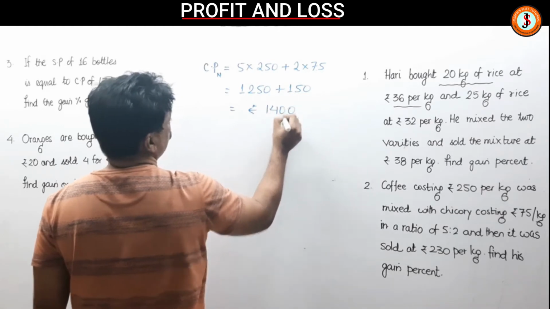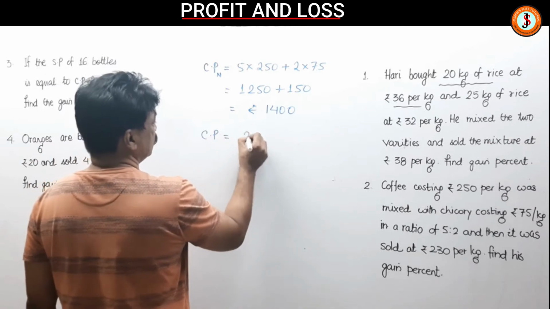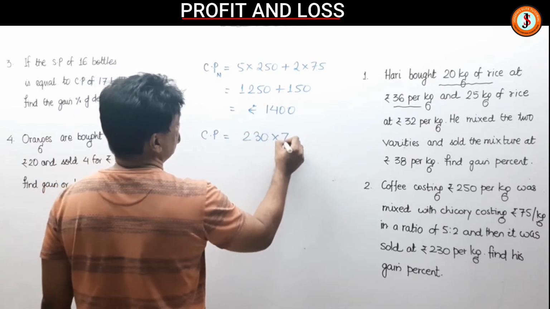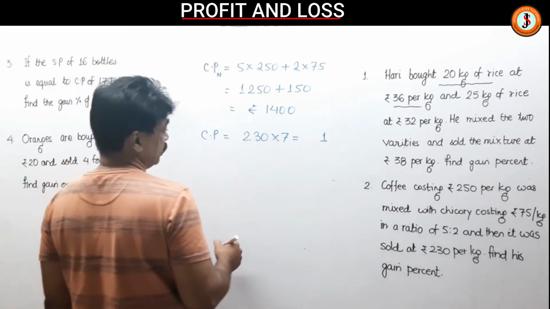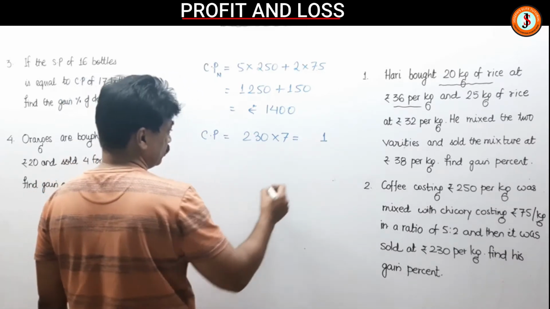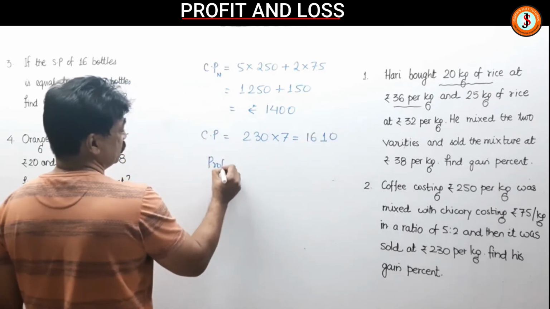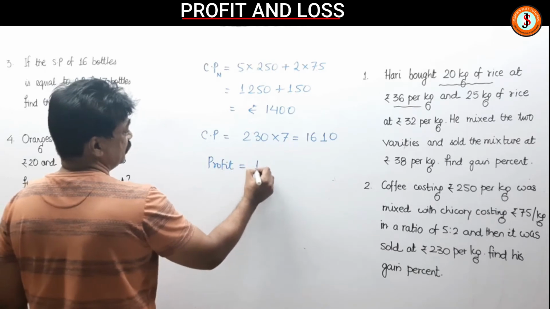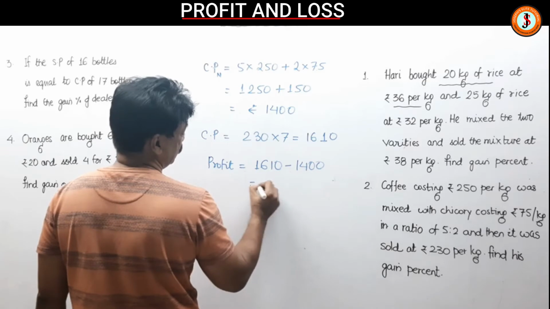This is what he bought, and then he sold it at rupees 230 per kg. So the 7 kg he sold. So 7 3s are 21, so 1610. That means his profit is 1610 minus 1400, that is equal to 210.